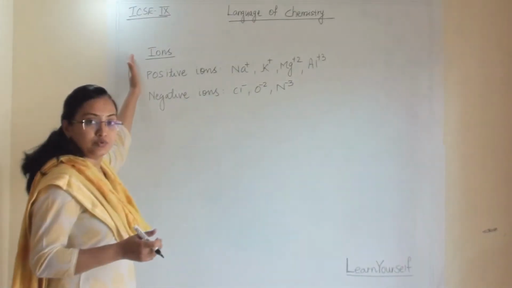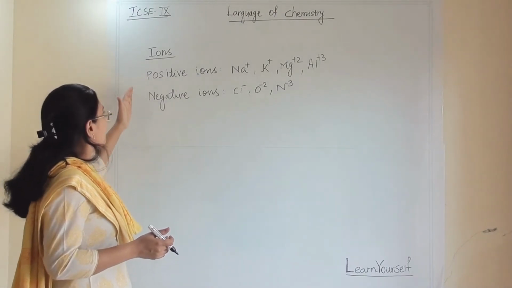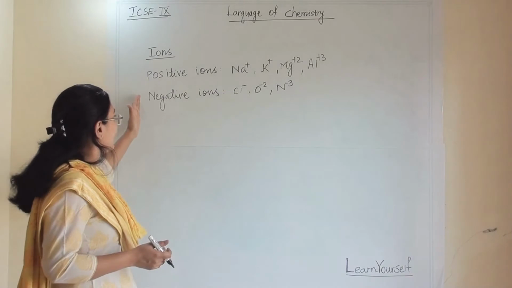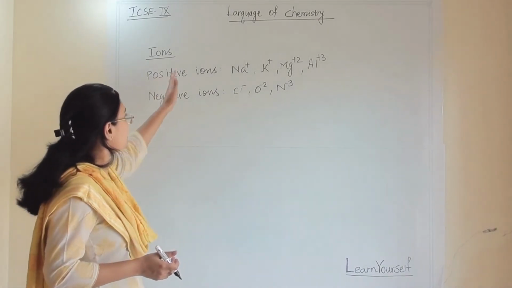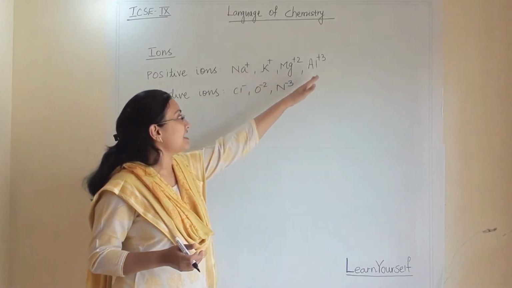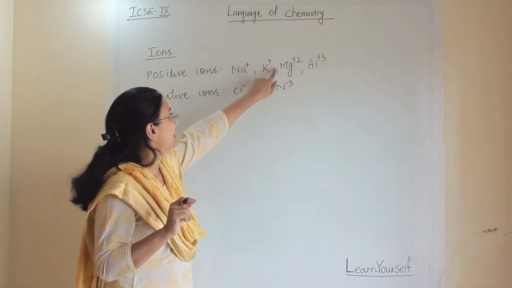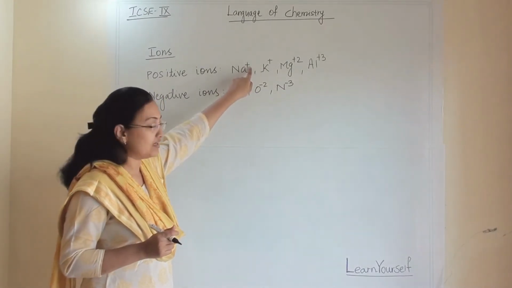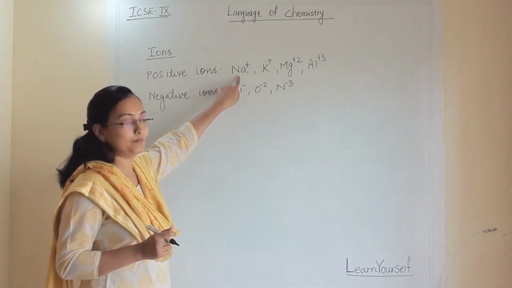Let us start with ions. There are two types of ions. One is positive ions and the other is negative ions. As the name suggests, the positive ions have a plus sign on their top, and this shows the valency. Where only a plus sign is there, it shows 1. That means the valency of sodium is 1.